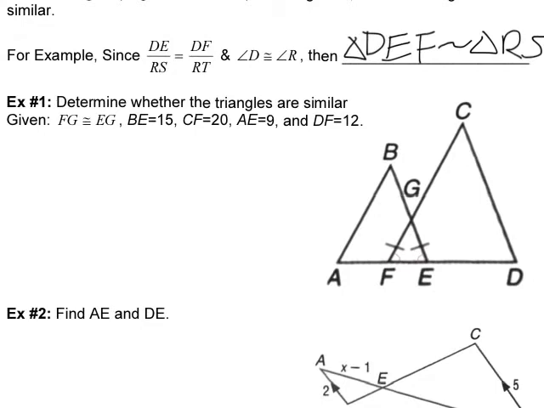Okay, now let's apply some of the other information here. We know that BE is 15 and CF is 20, and those are parts of different triangles. And then AE is part of this triangle and DF is a part of this triangle. What I'm going to do is try and color code this.